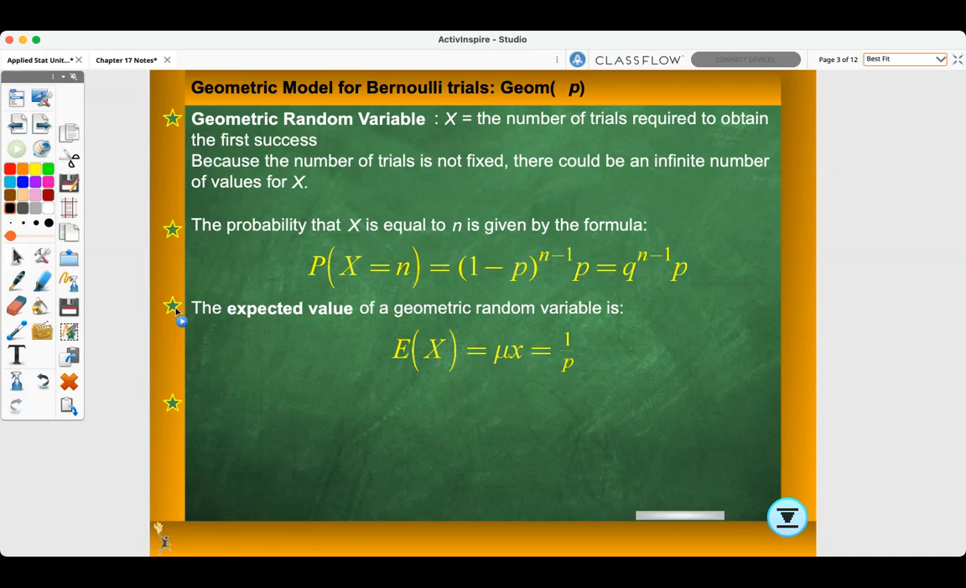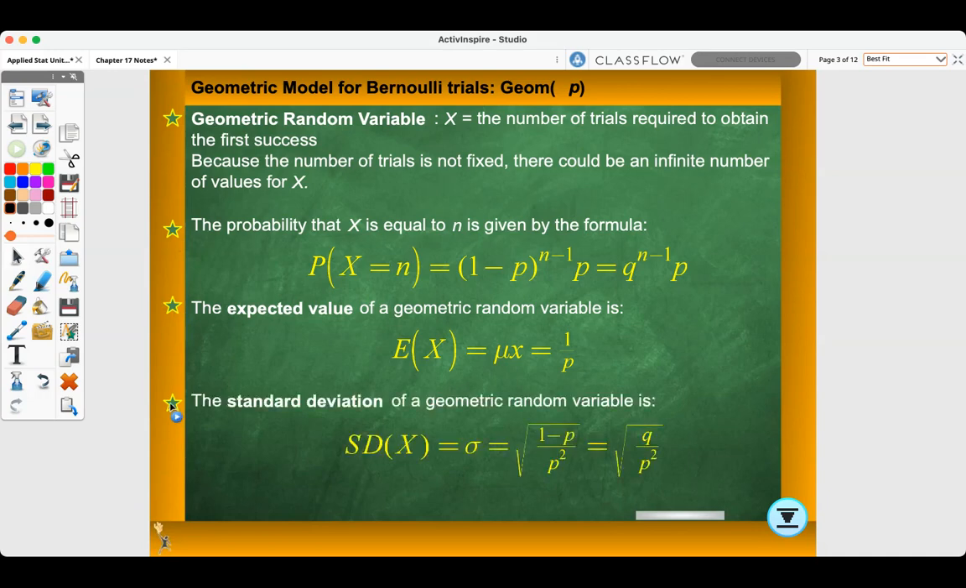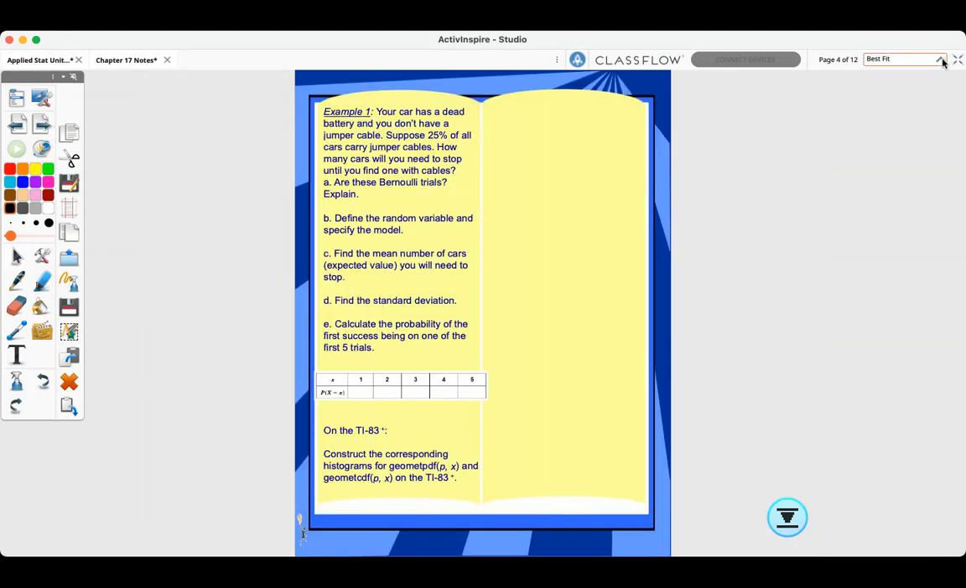The expected value of a geometric random variable is 1 over P. And the standard deviation of a geometric random variable is the square root of Q over P squared. Let's look at this example here.